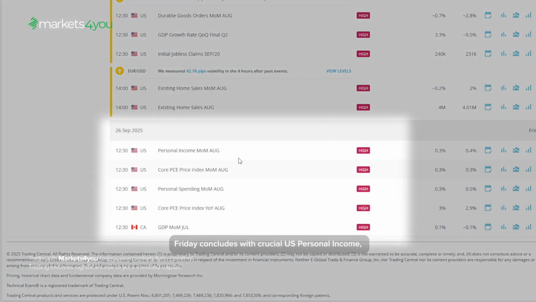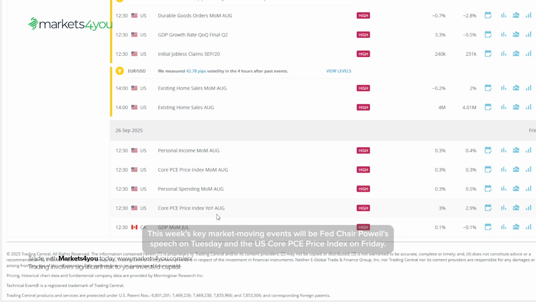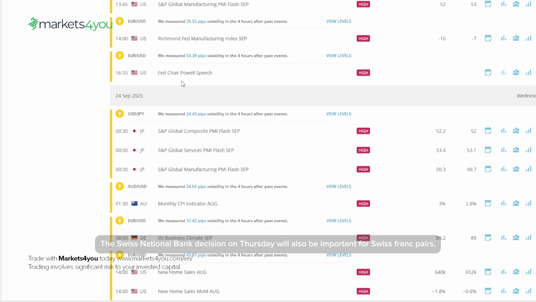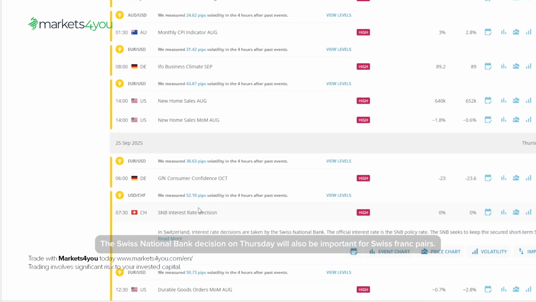Friday concludes with crucial US personal income, Core PCE Price Index, the Fed's preferred inflation gauge, personal spending, and Canadian GDP figures. This week's key market-moving events will be Fed Chair Powell's speech on Tuesday and the US Core PCE Price Index on Friday. The Swiss National Bank decision on Thursday will also be important for Swiss franc pairs.